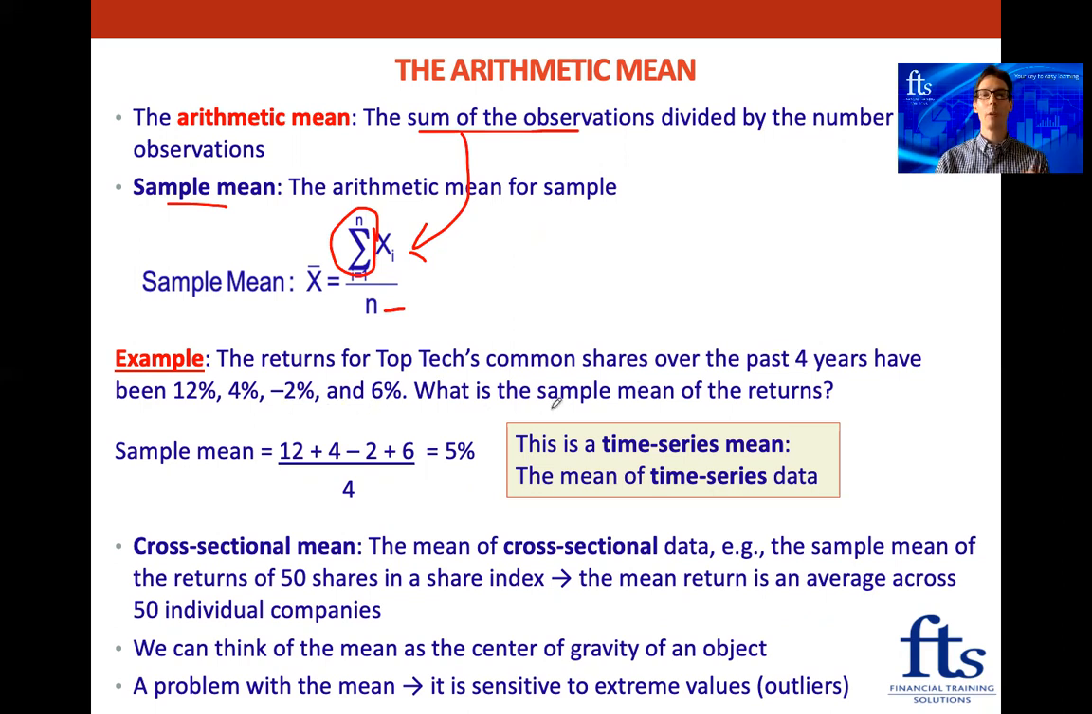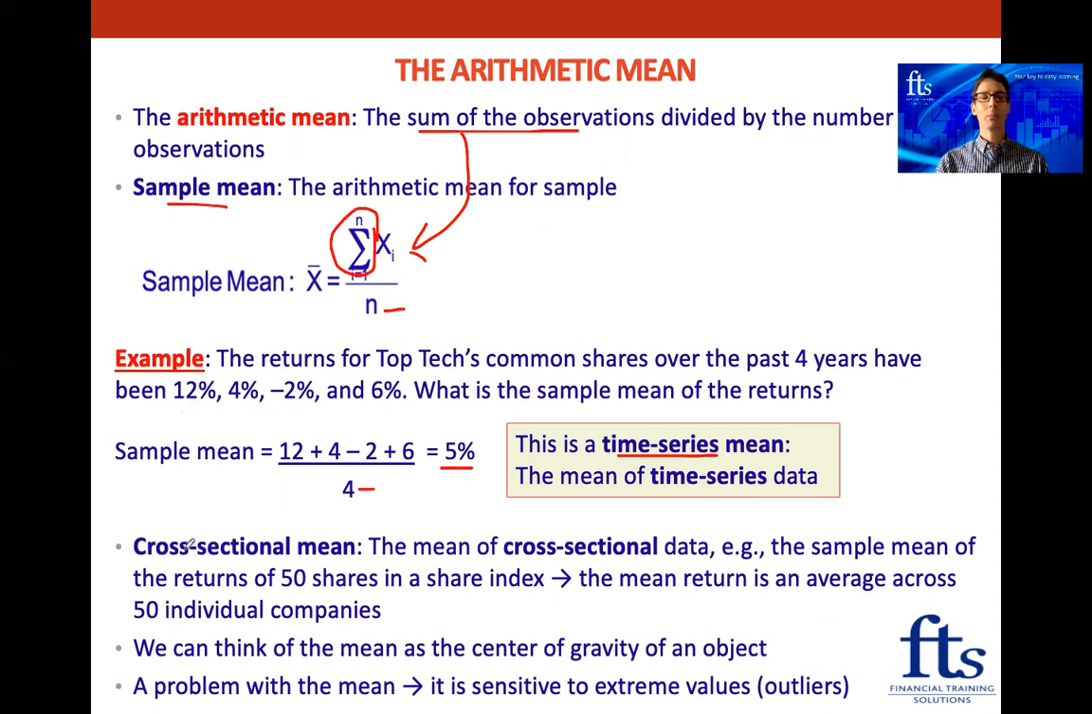So what is the sample mean? In the numerator, we just add up all of our returns, and then in the denominator we divide by the number of observations. We can see the sample mean is 5%. This is what we call a time series mean, because it's the mean of time series data. So we've got the data over a certain period of time.